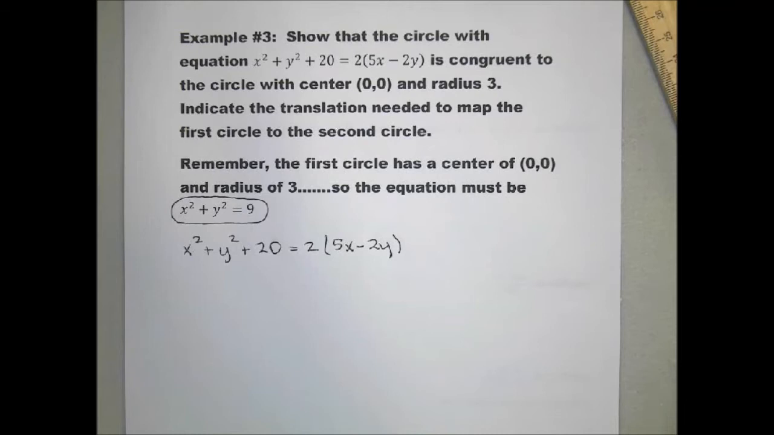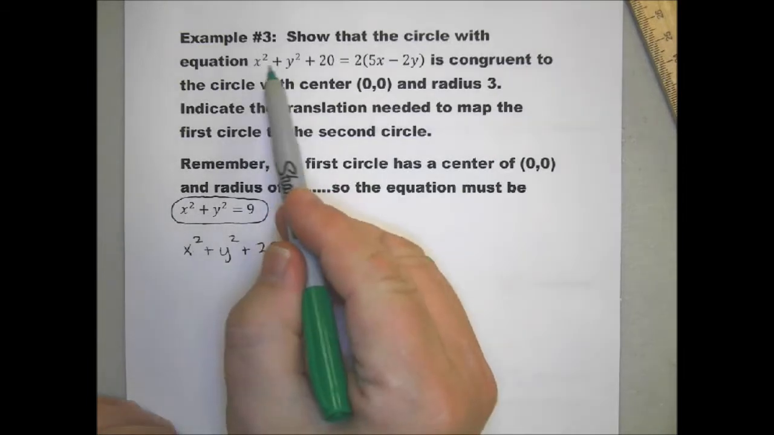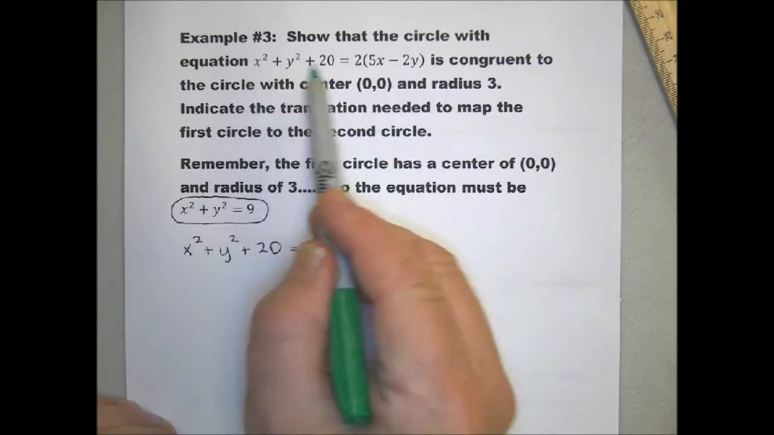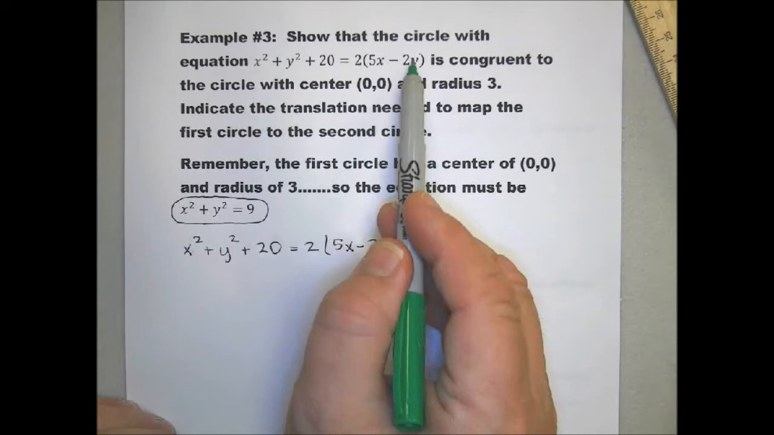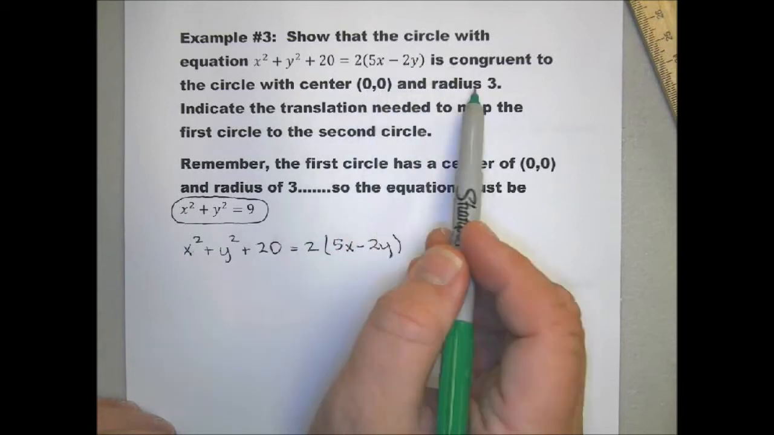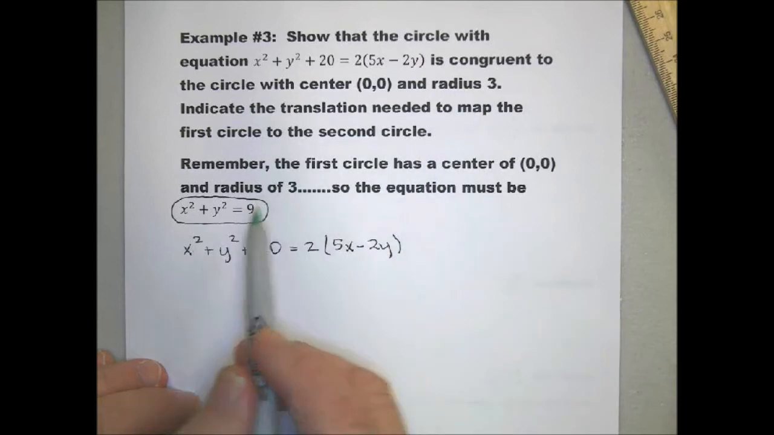My last example is a very wordy problem, but really all it says is this. Here's the equation of a circle. Show that the circle that is made by this equation is congruent to the circle that has a center of 0, 0 and a radius of 9. So let's go back to this one first.